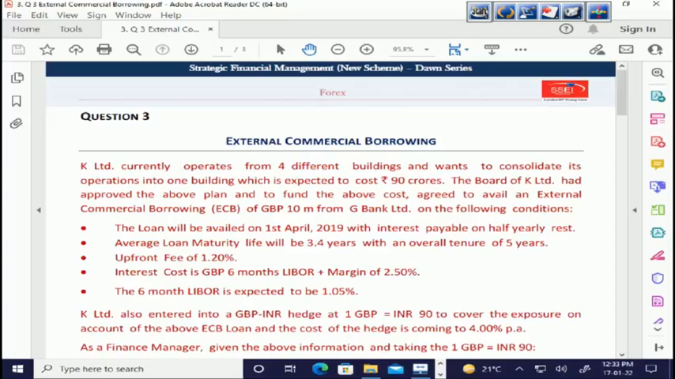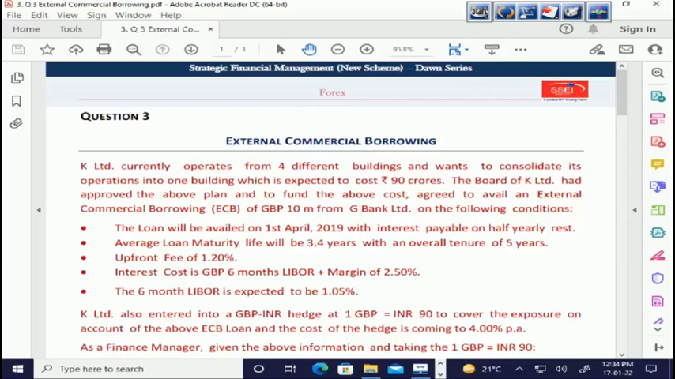So we are taking a 10 million pound loan. Why? Because we want to get 90 crores. So it's a 1 crore pound loan. I think the exchange rate is 90. So 1 crore into 90 is equal to 90 crores. So we are taking a 1 crore pound loan.